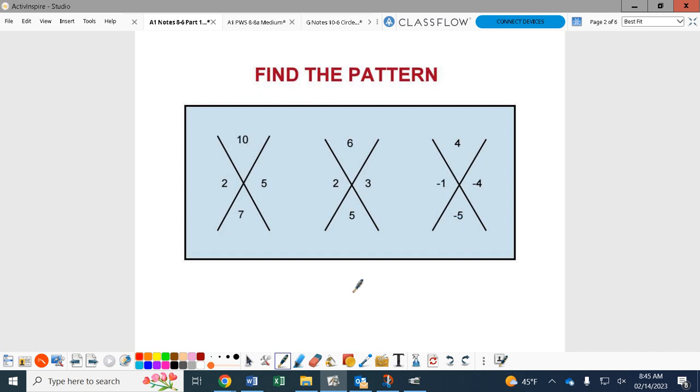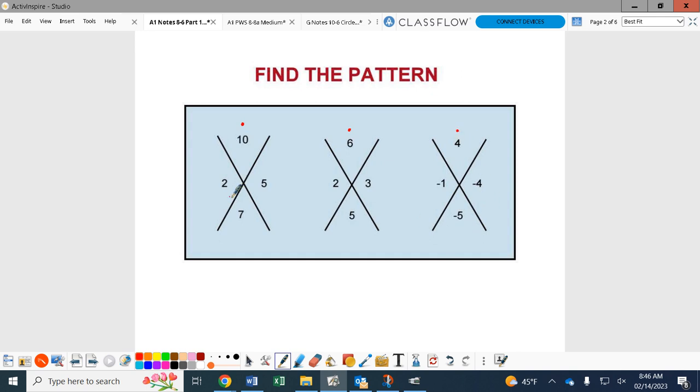What is the relationship between the numbers on the side and the number on the top? Just say it. Wait. Start on the top. How are these two related to the one on the top? Multiplication. If you multiply 2 times 5, that's going to give you this number up on the top. 2 times 3 is going to be equal to 6. -1 times -4 is going to give you 4.